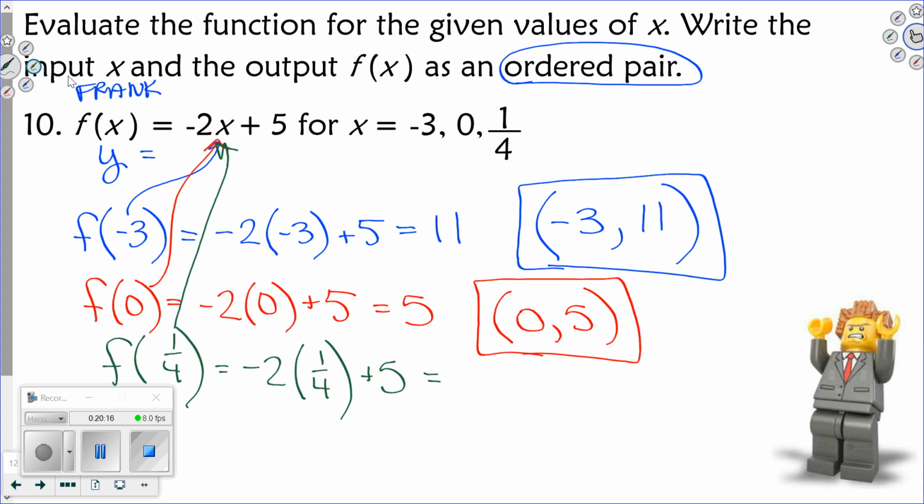It is 4.5. Very good. So, as an ordered pair, what did you plug in? I plugged in a 1/4. What did you get out? I got 4.5.